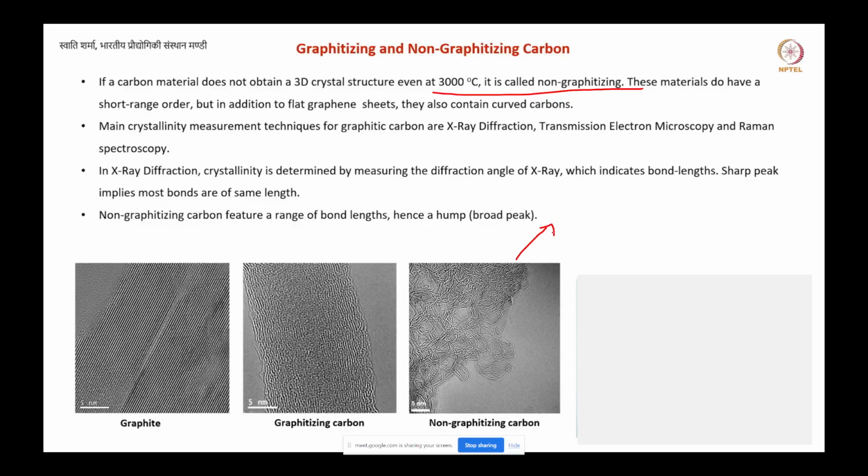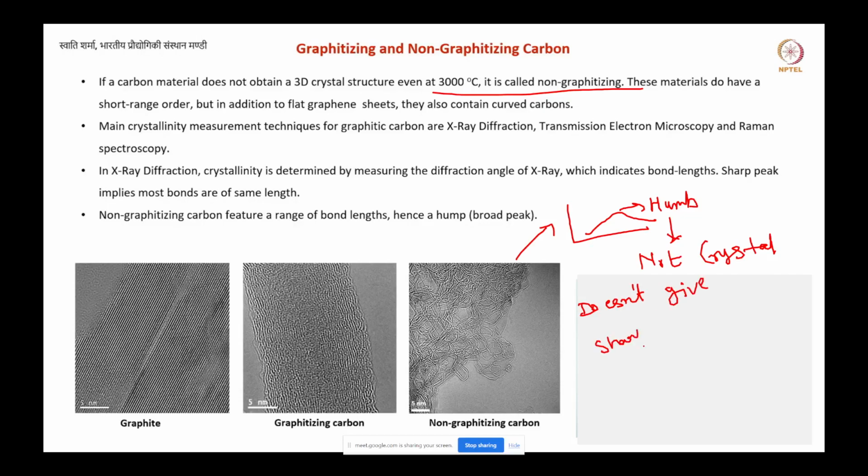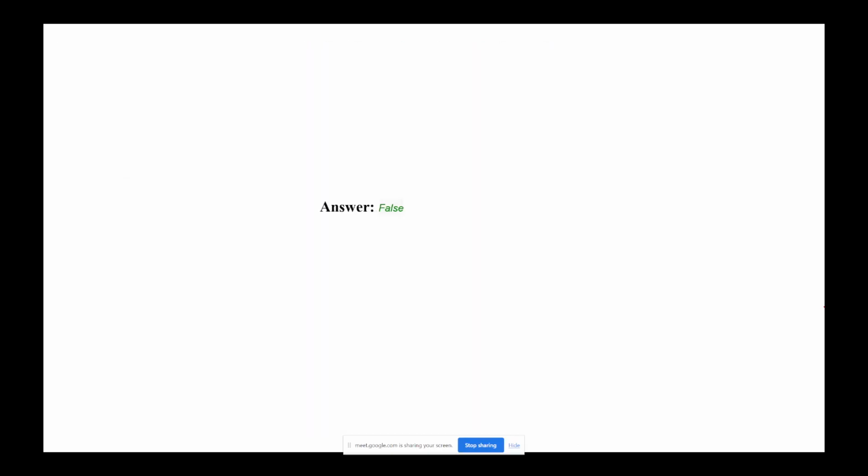That's why it gives this kind of a structure when you do some XRD. It will say not crystal, does not give a sharp peak. Okay, so this is that. So it is false.